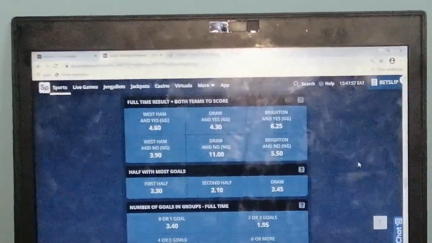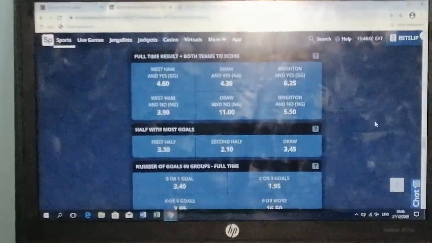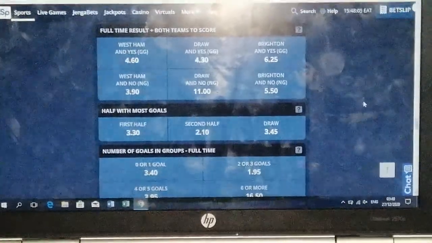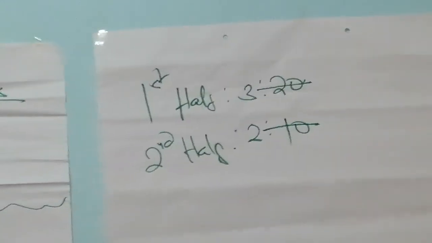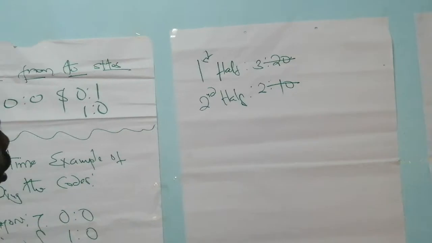And if more goals are to be scored in the second half, it will be 2.1. Let's leave it at that and work with the figures. If we were to cancel, we will be left with no option but to work with the ratio of 3:2.